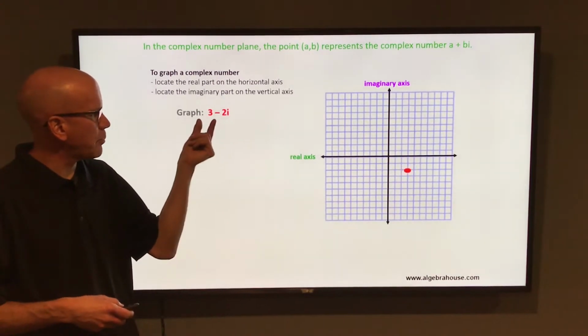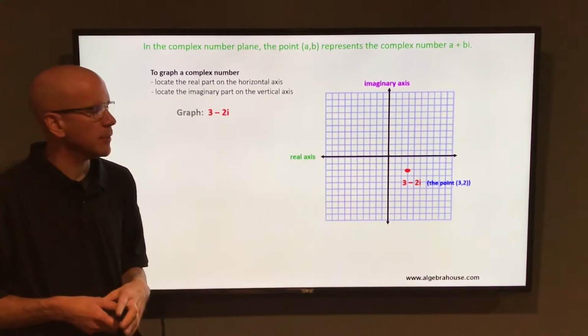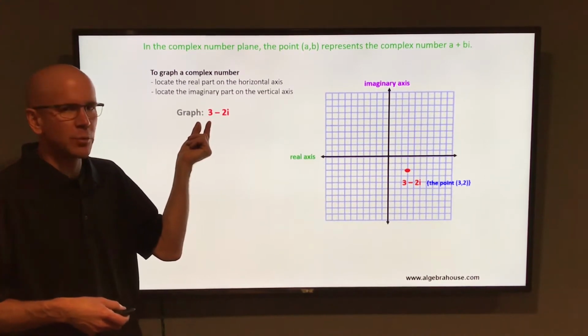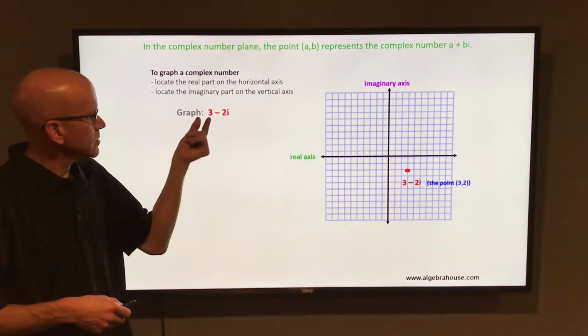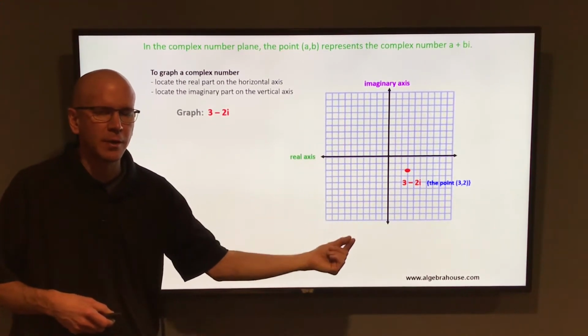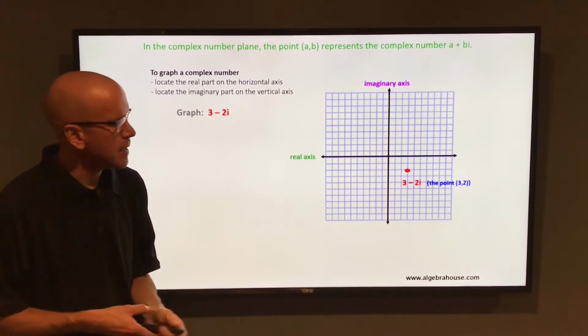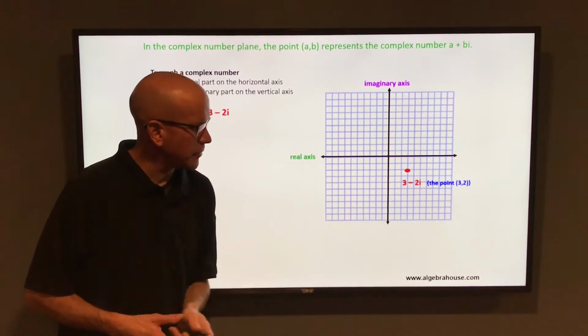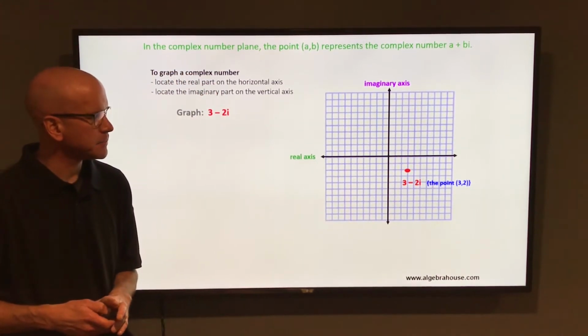So if we're graphing the point 3 minus 2i, the real number part is 3, and the imaginary part is negative 2i. So the real part, 3, you're going to the right 3, and the imaginary part, negative 2, you're going down 2. So yes, it's just graphing the point (3, -2). Go to the right 3 and down 2. That is the graph of the complex number 3 minus 2i.